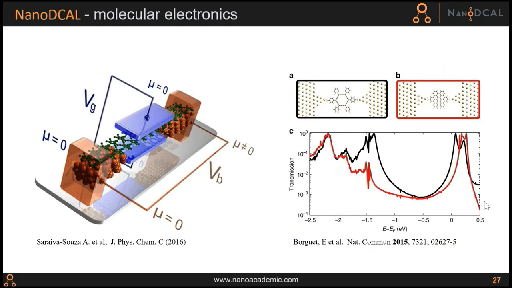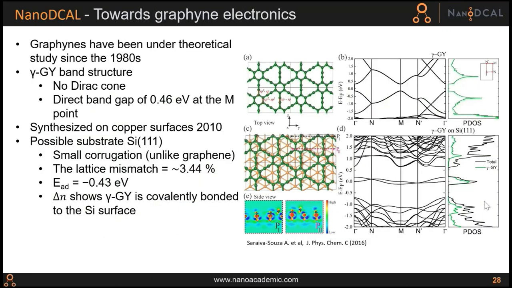Going back to my first slides, another thing you can study with Nanodcal, for example, as reported in this paper by Alina and Sareva, is a molecular junction. So in this paper, Nanodcal is used to study the transport in the graphyne material, gamma graphyne, deposited on silicon 111 surfaces. So graphyne has been under theoretical study since the 1990s. And gamma graphyne is one of, I think, the four most common phases of graphyne.